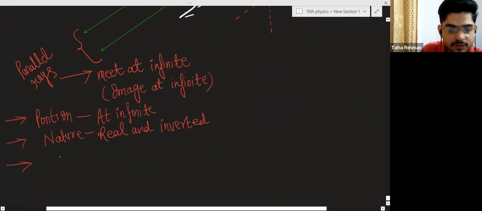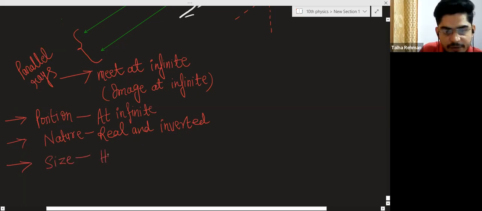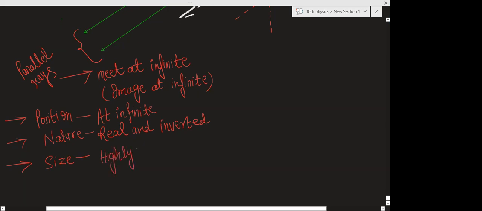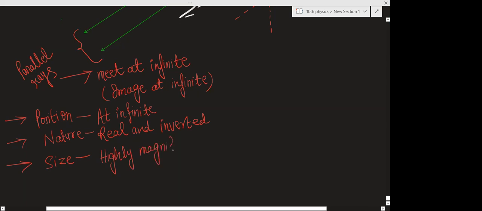And another thing is size. What is the size of the image? So the size here will be highly magnified, meaning a very large image will form. Yes, highly magnified. Okay, fine.